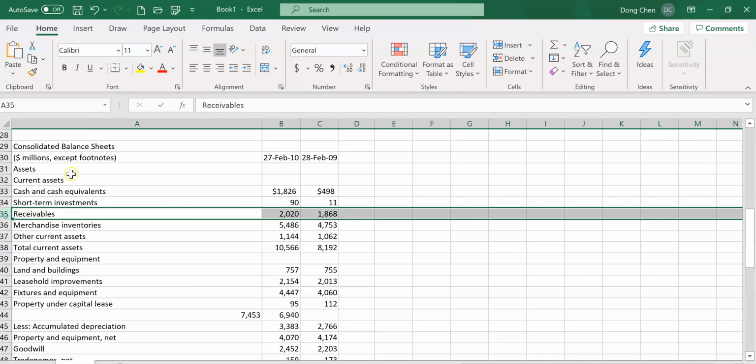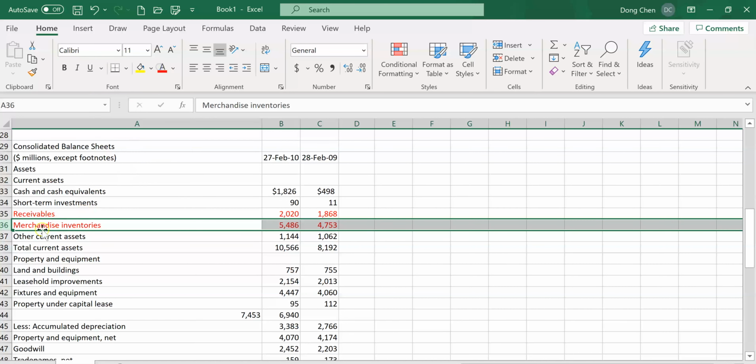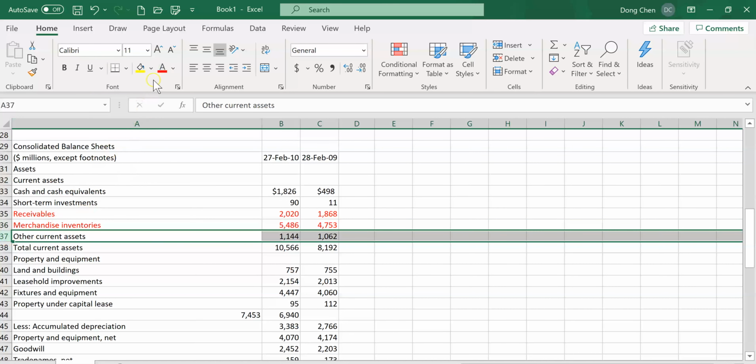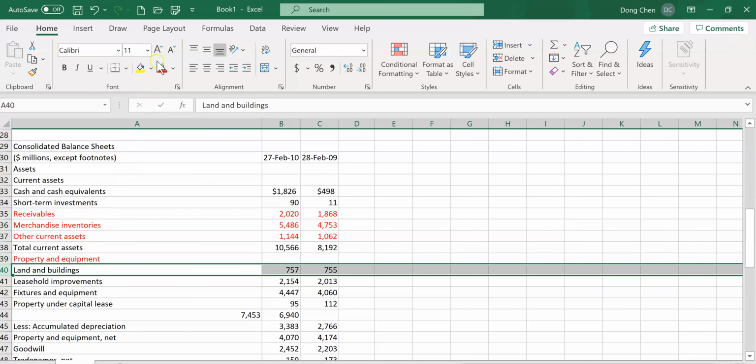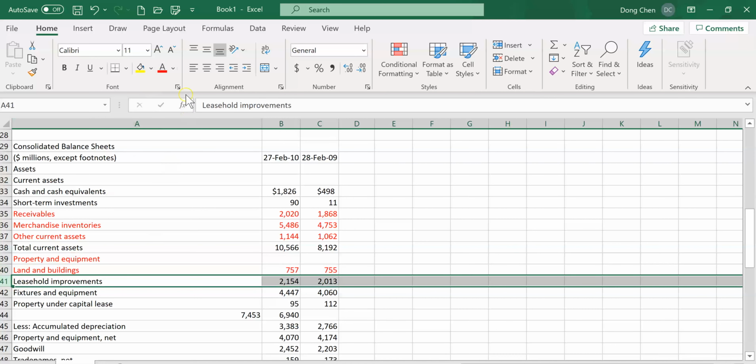But receivables are operating, and merchandise inventories are also operating, and other current assets are also operating generally. And property and equipment operating, land and buildings operating, and leasehold improvements.